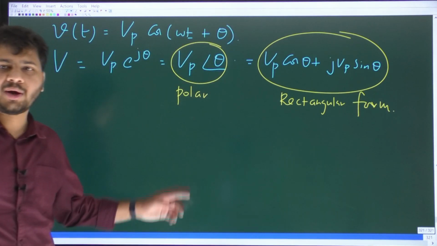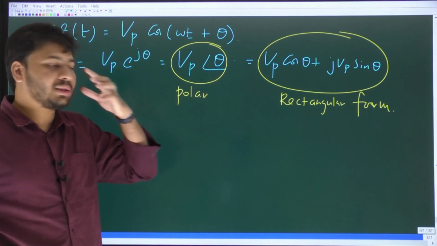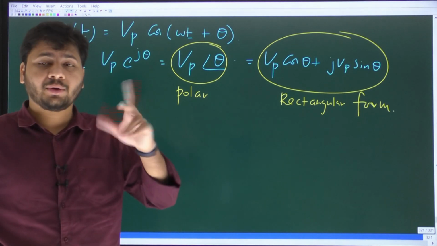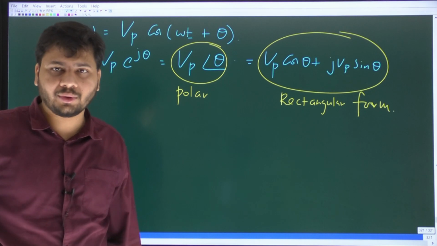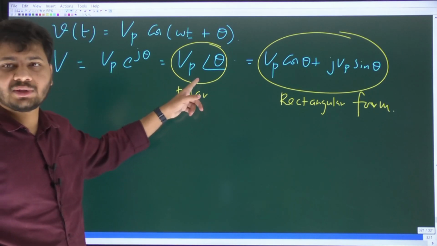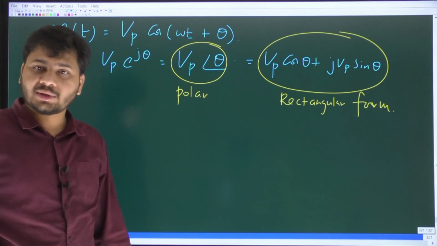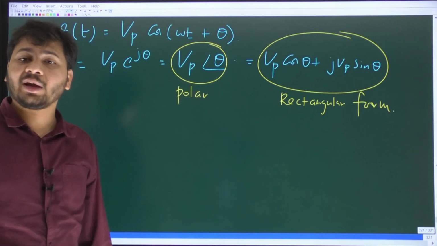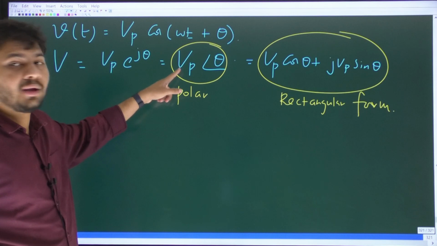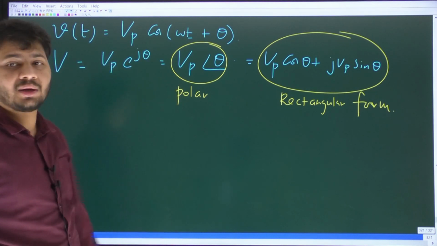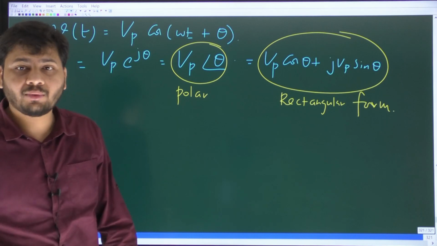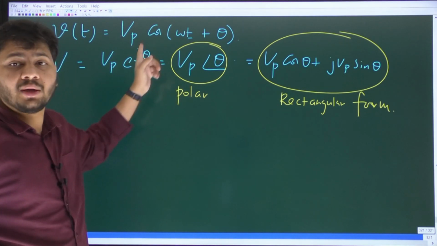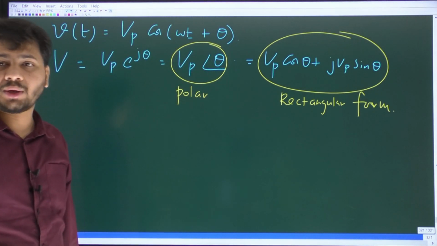So what is this polar form? Vp angle theta. Now every complex number will have two things: not amplitude, magnitude, and a phase angle. So what is this Vp? It is the magnitude of the phasor voltage. What is this theta? The angle of the phasor voltage. And here the magnitude of the phasor voltage is the same as the amplitude of the actual sinusoidal voltage. Be clear about this.